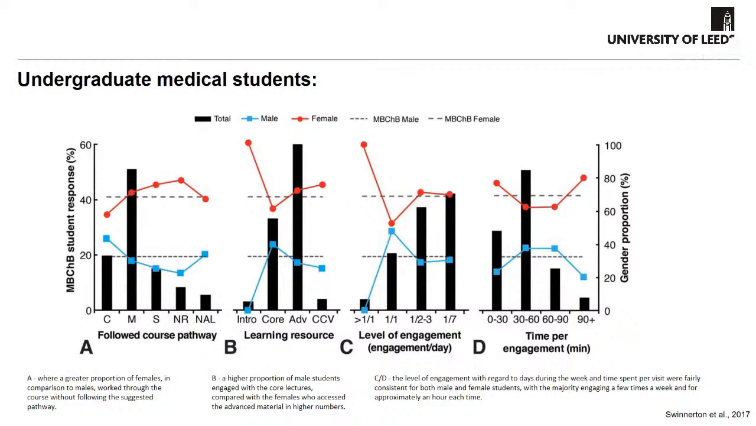And then if we look at the last 2 graphs, they were looking at the level of engagement. When did learners go onto it and how long did they go onto it for? It tended to be that about 80% went on it maybe once or twice a week, and then a much smaller proportion, 20%, went on it more often. And when they did go on it, it tended to be for up to an hour at a time for most people, and there was not really any difference there by gender.